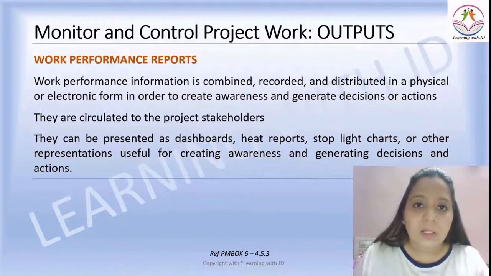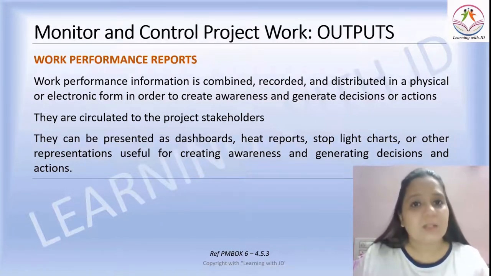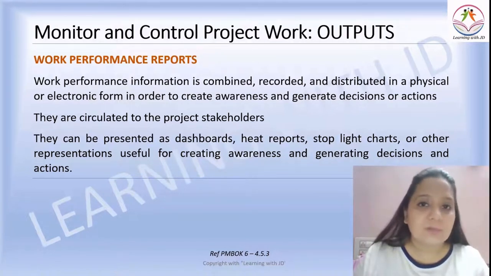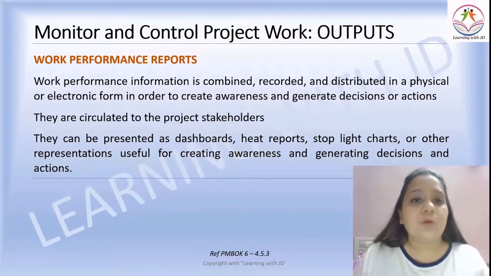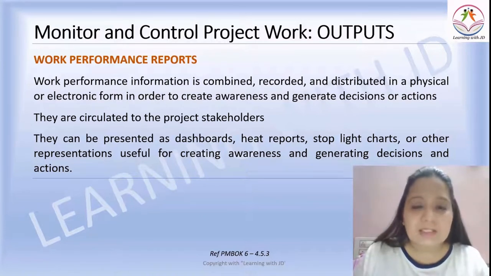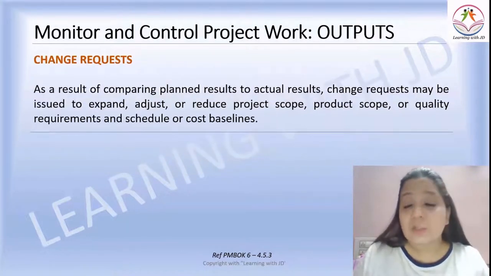You may get a question around work performance information, work performance data, and work performance report. You need to make it very clear that you understand what the concepts are. Work performance data is the raw output data that you get from direct and manage project execution. Work performance information is the comparison of that raw data with what actually was planned. And work performance report is an output of monitor and control project work that determines if any change is required, and it is presented in the format of a heat report or a stoplight chart or a dashboard to all the stakeholders.